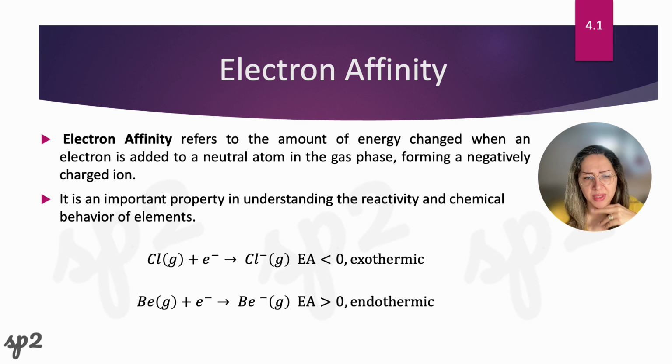But if you do that for something like beryllium, adding an electron to beryllium, then that will be a positive electron affinity, which means that we have an endothermic process. So I need to add energy and convince beryllium to accept this electron. That's what I mean by the energy change. It could be positive, it could be negative, depending on the stability and the reactivity of our starting material.